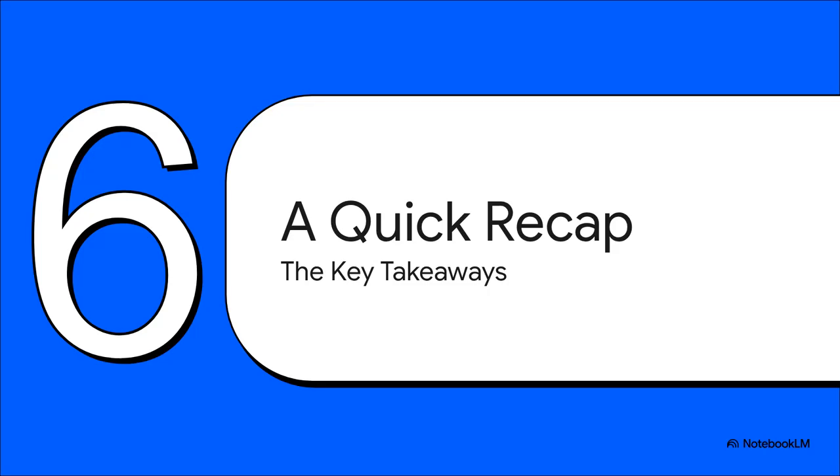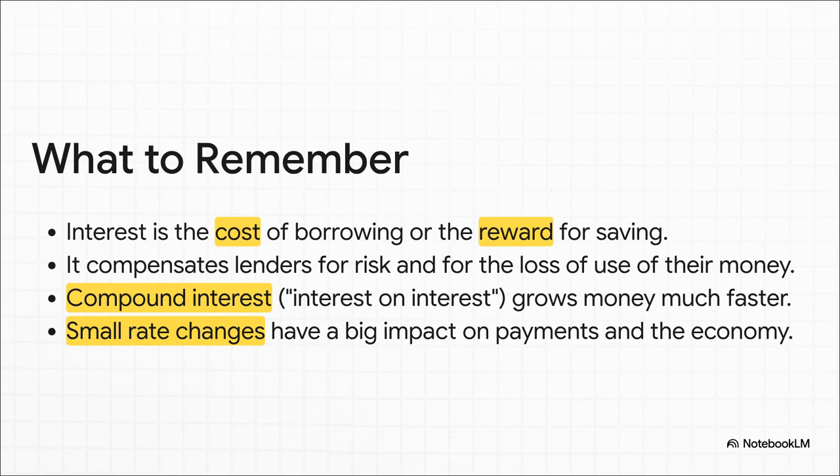All right, we have covered a lot of ground here, from our own savings accounts all the way up to national economic policy. So let's bring it all together and do a quick recap of the most important points. So here are the key takeaways. First, interest is simply the price of money. Second, it's there to pay lenders back for their risk and for giving up the chance to use their own money. Third, never forget the power of compound interest. It's that interest on interest that makes your savings grow so much faster over time.